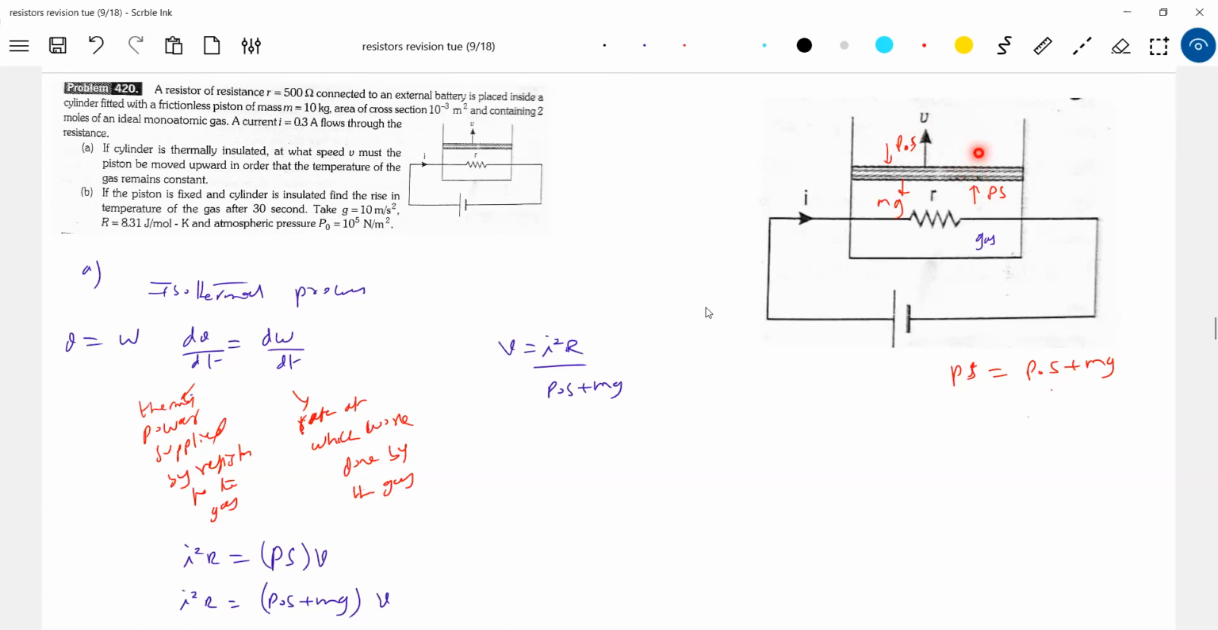Pressure should be slightly increased. Yes, sir. Sir, the piston is being moved by an external agent. At what speed V must the piston be moved? We cannot equate forces, sir. Here we supply heat, the piston gets displaced because of the work done by the gas, no?